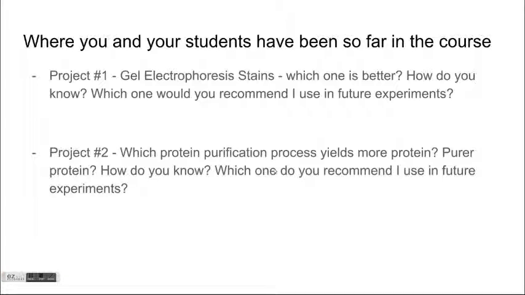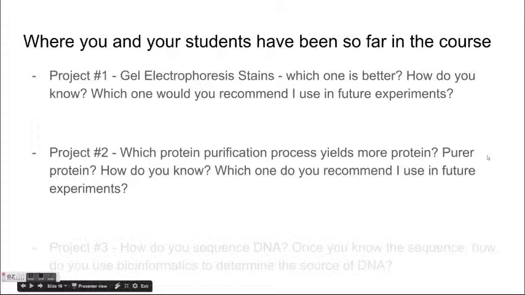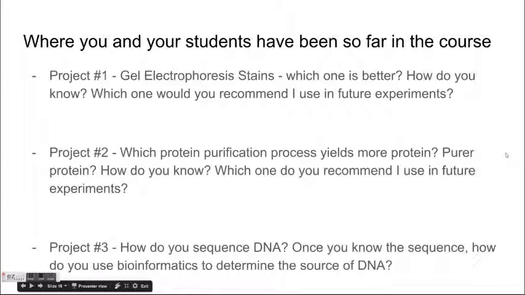And so this came as a question then right back to the biotech students. How do you purify proteins? Which process yields more protein? So how do we measure how much protein is there in the first place? Which one leads to pure protein? Just because you get protein out doesn't mean it's just the protein that you're after. So how do you know? Which one of those experiments do you recommend I use in the future? So project number 2, which they ended up communicating through a lab write-up, then sent right back to that professor at UW. And project number 3 involves taking a look at sequencing DNA.